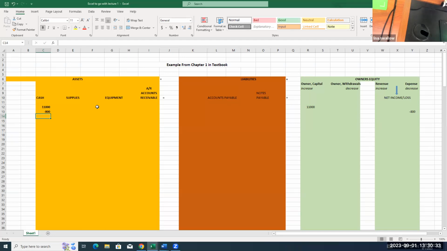Did it impact any assets? Which one? That's not an asset. Go ahead. Which asset did it impact? Equipment. How much was it again? And what happened to my liability of accounts payable? Did it go up or down? Up. I owe more money now, don't I?